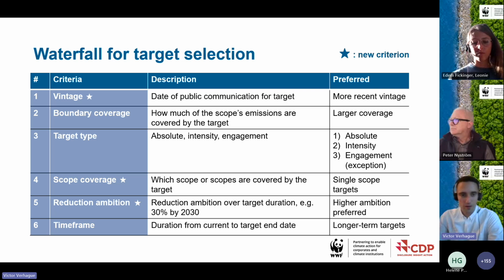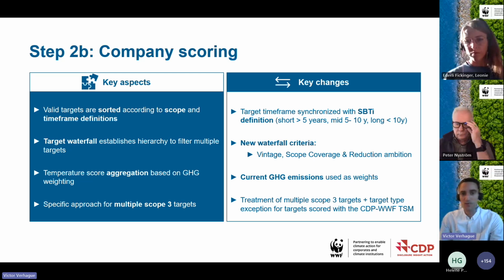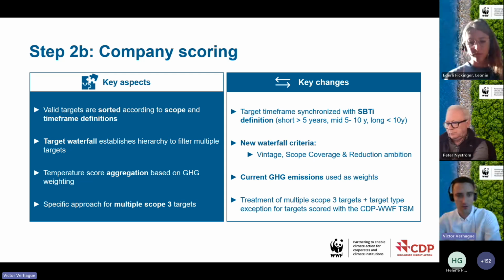Going back to the remaining company scoring aspects that we did not cover yet, another thing that the methodology establishes here is how to aggregate different temperature scores at the scope 1 and 2 and the scope 1, 2, and 3 levels. And to do that, we use an emissions weighting approach relying on current year GHG data. We also added some clarification as to the treatment of scope 3 targets, which can cover different categories and how to navigate situations where there's several of them and no headline scope 3 target to fall back to.